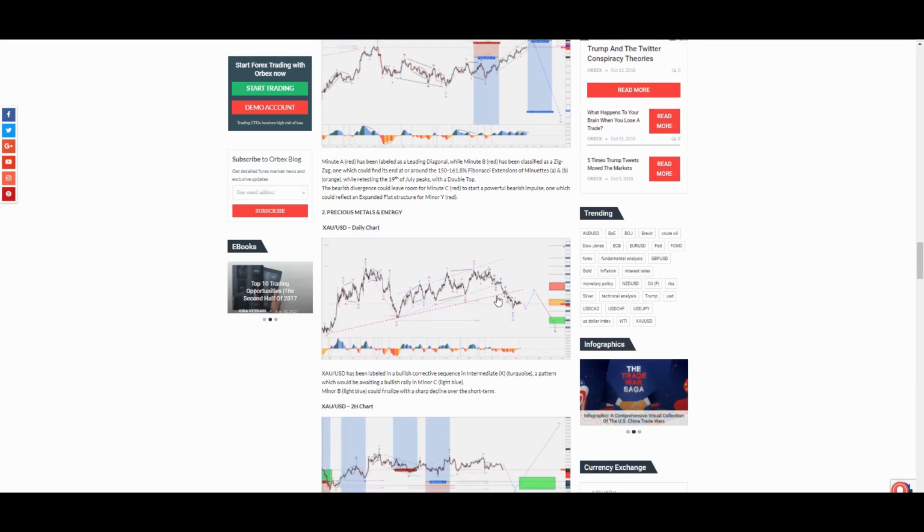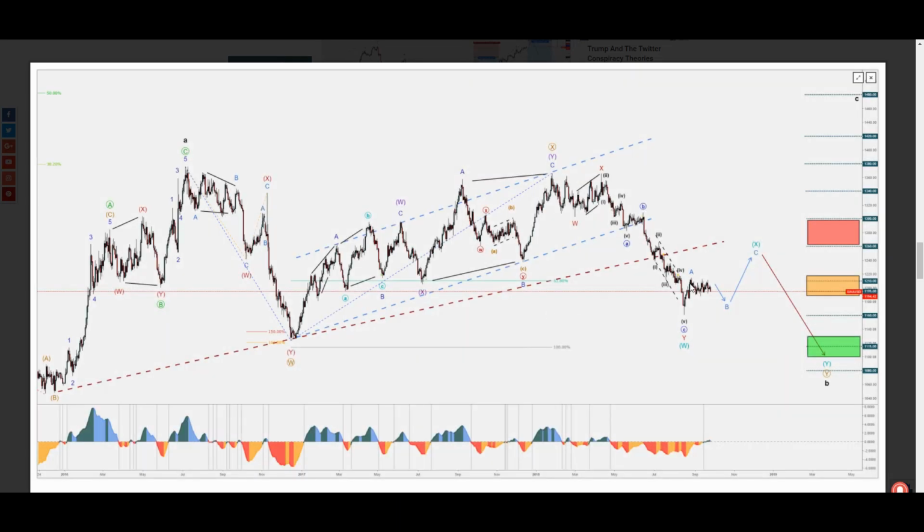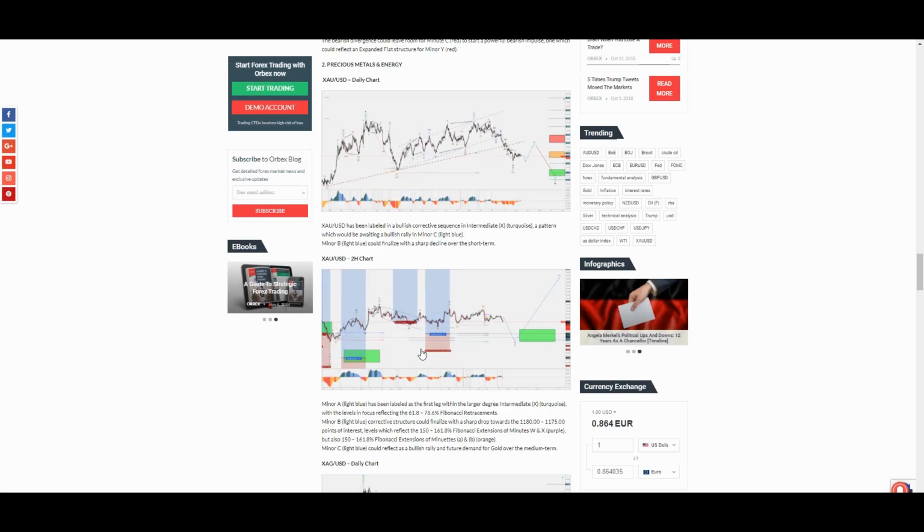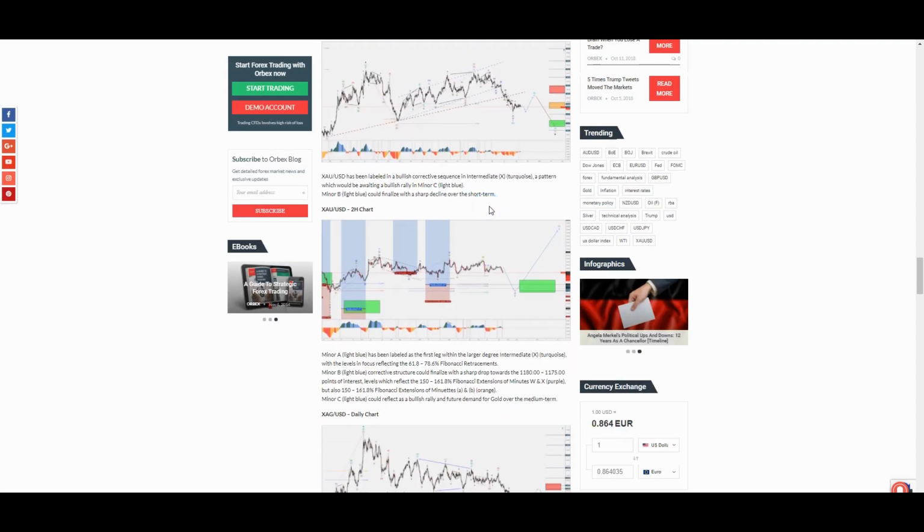Let's say XAU right here, completing on a daily chart this corrective pattern and starting to possibly rise, which occurs. So it seems like the analysis could be on track. So what I'm going to do is update this analysis today, and together we're going to see the most probable scenarios based on the Elliott wave principle.